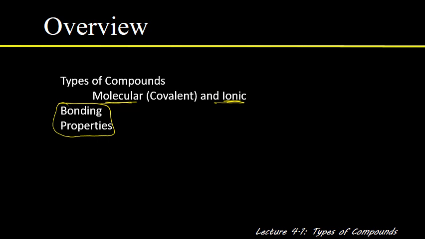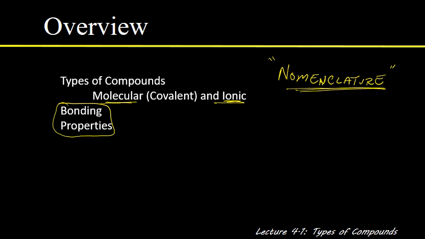I want to back up a little bit and say this study guide number 4 is about nomenclature. Nomenclature means a naming system, so it's about learning how to name different kinds of compounds. But underneath that, nomenclature is also related to classifying different compounds.